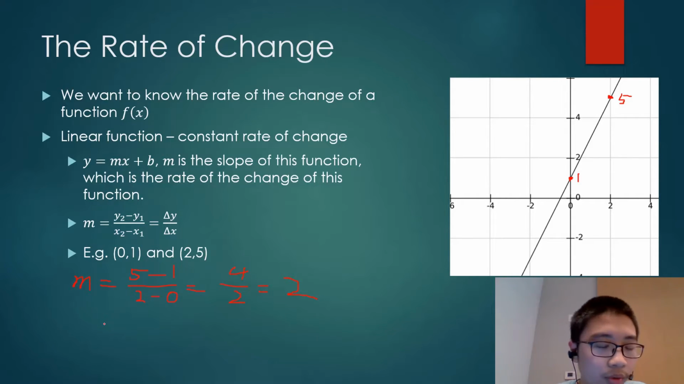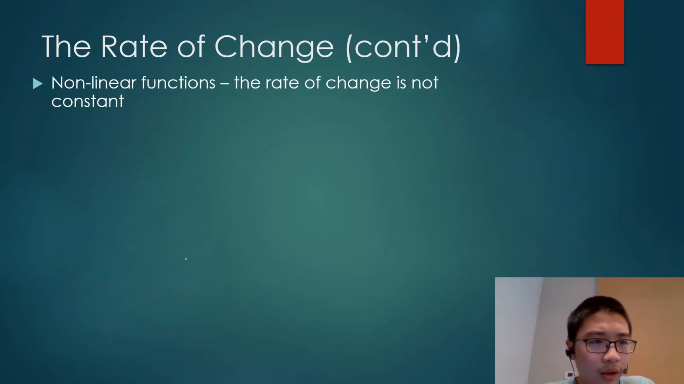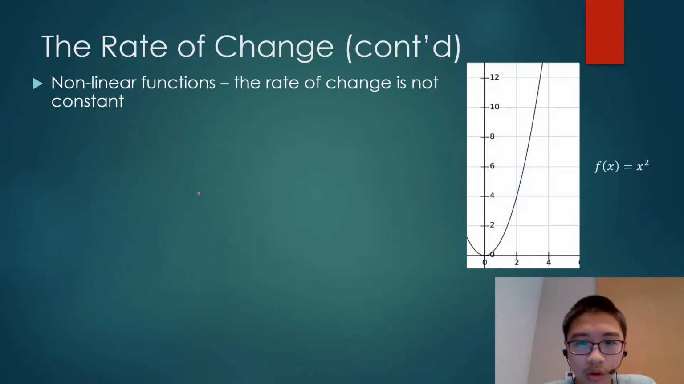So we can also know the expression for this function, which is y equals 2x plus 1. And we're done for linear functions. But most of the time, functions are nonlinear, which means they don't have a constant rate of change. For example, on the right side, we have a graph of the function f of x equals x squared, which is a parabola.